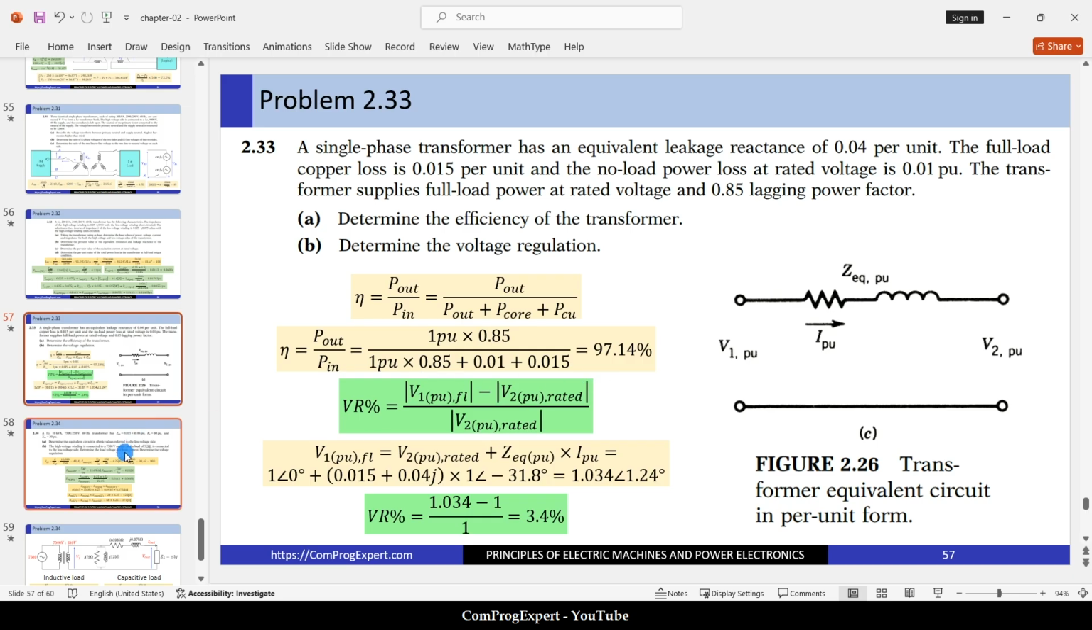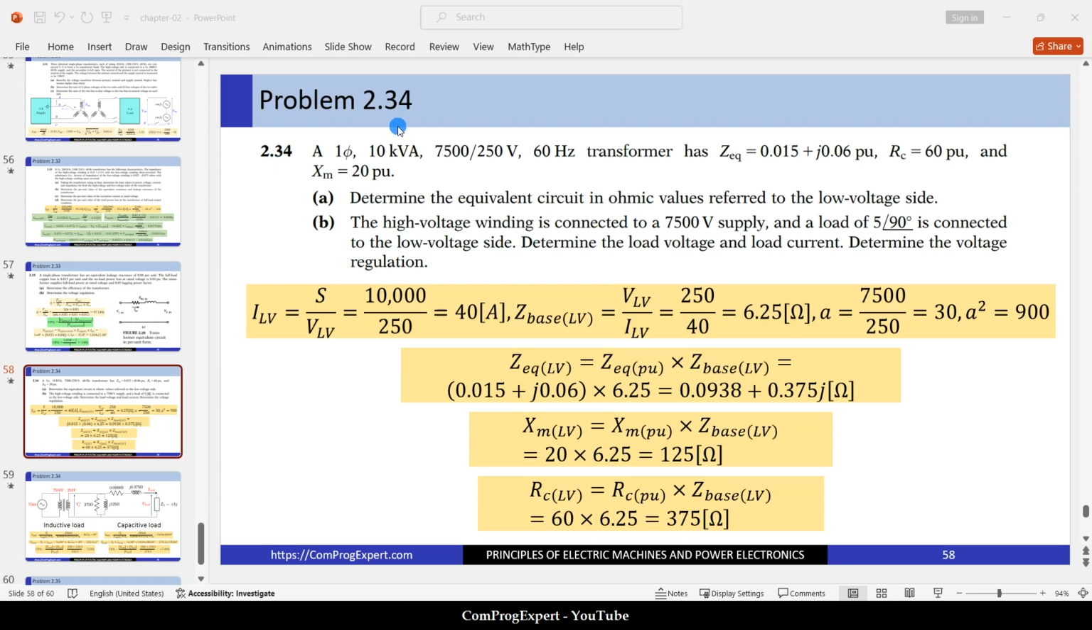So this is good. Problem 34. A single phase 10 kVA 7500 to 250 volts 60 hertz transformer has Z equivalent, this one, R equivalent equal to 60 per unit, and the magnetizing reactance 20 per unit. A. Determine the equivalent circuit in ohmic values referred to the low voltage side.